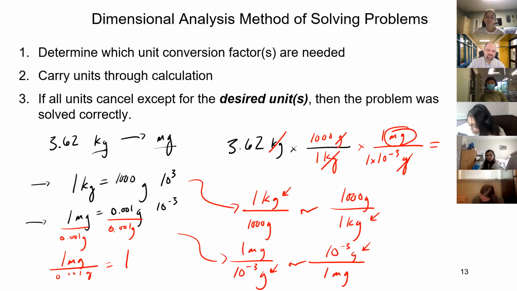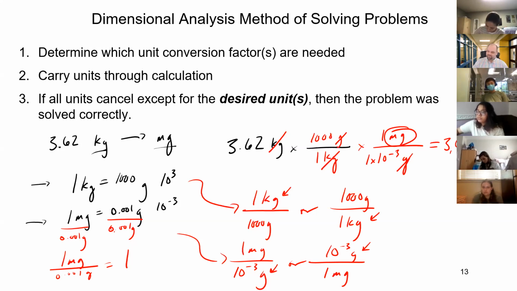And is it a real big number, a real small number? Real big. Hopefully you got 3,620,000 milligrams, right? The other thing I want to point out here is that conversion factors should never change your number of sig figs, okay? So don't count conversion factors when you do your sig fig analysis.